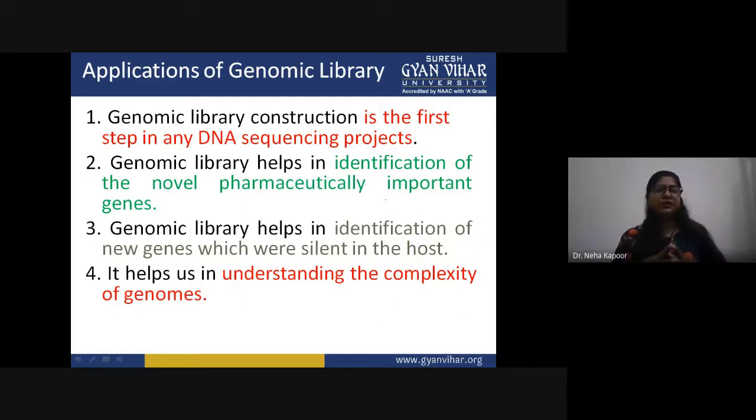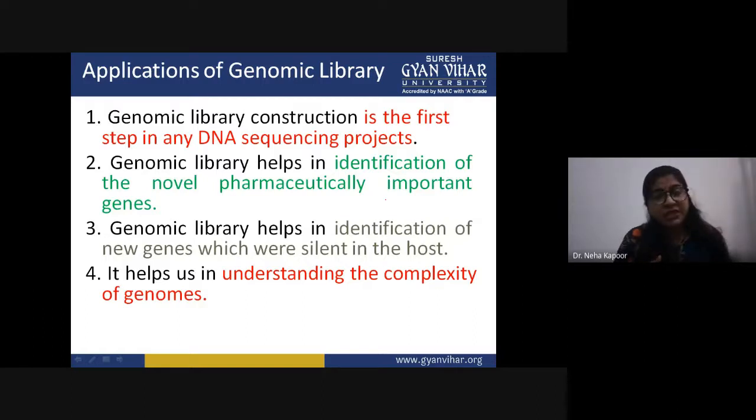So this was all about genomic DNA library. We use these genomic DNA library construction methods in many aspects. If you want to go for the sequencing of a genome of a particular organism, whenever a genome sequencing project is the main target, in that case the first step would be genomic library construction.